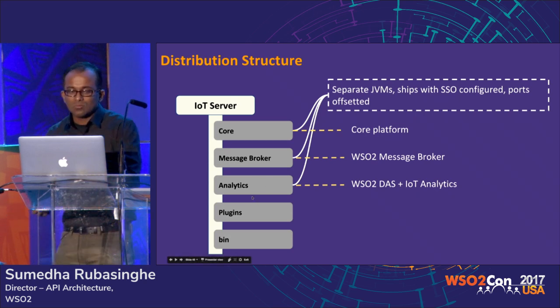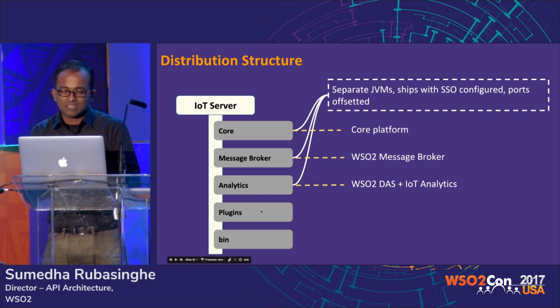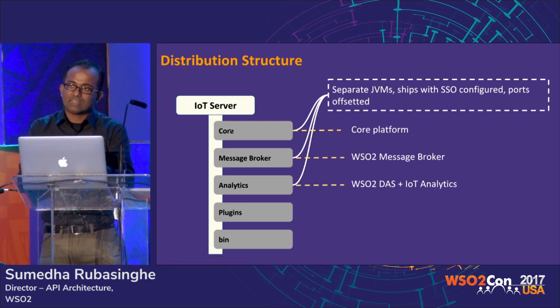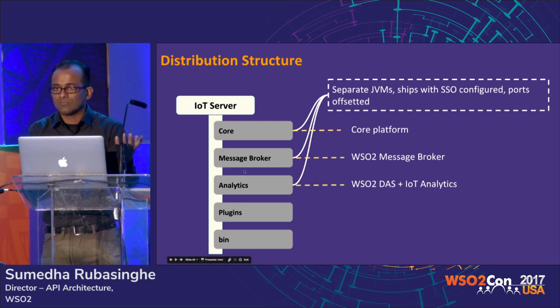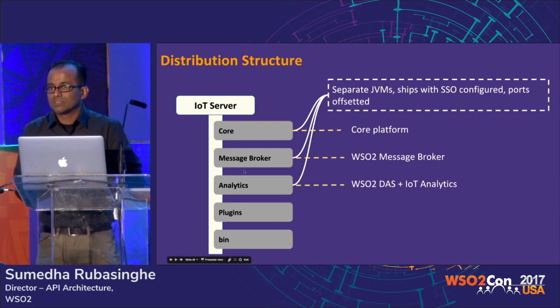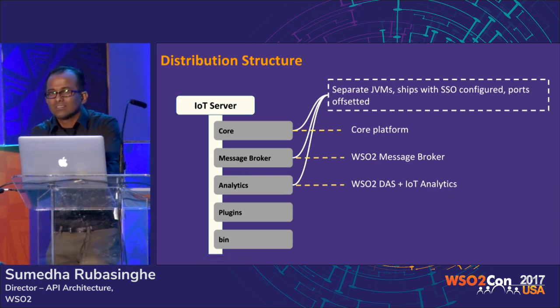Right now these are big because each of these servers has its own libraries that are duplicated across each of these JVMs. But we are in the process of extracting the common libraries out into a separate folder so that the size can be reduced to a great extent. Any questions?